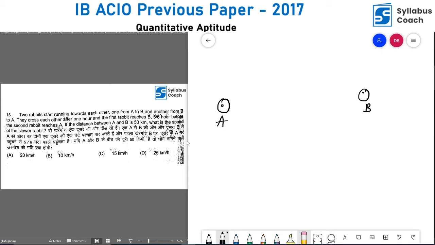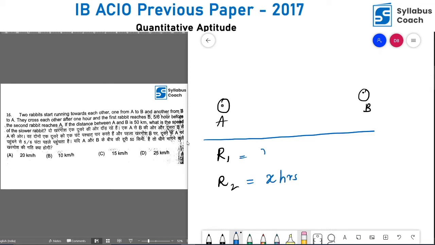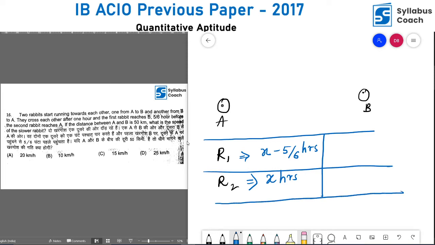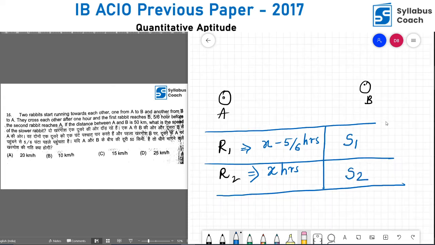That means, assume there is rabbit 1 and rabbit 2. Now if rabbit 2 is taking x hours, it is mentioned that rabbit 1 is taking x minus 5/6 hours. This is the condition given. Also, let's assume that the speed of rabbit 1 is s1 and the speed of rabbit 2 is s2. Are you clear until here?